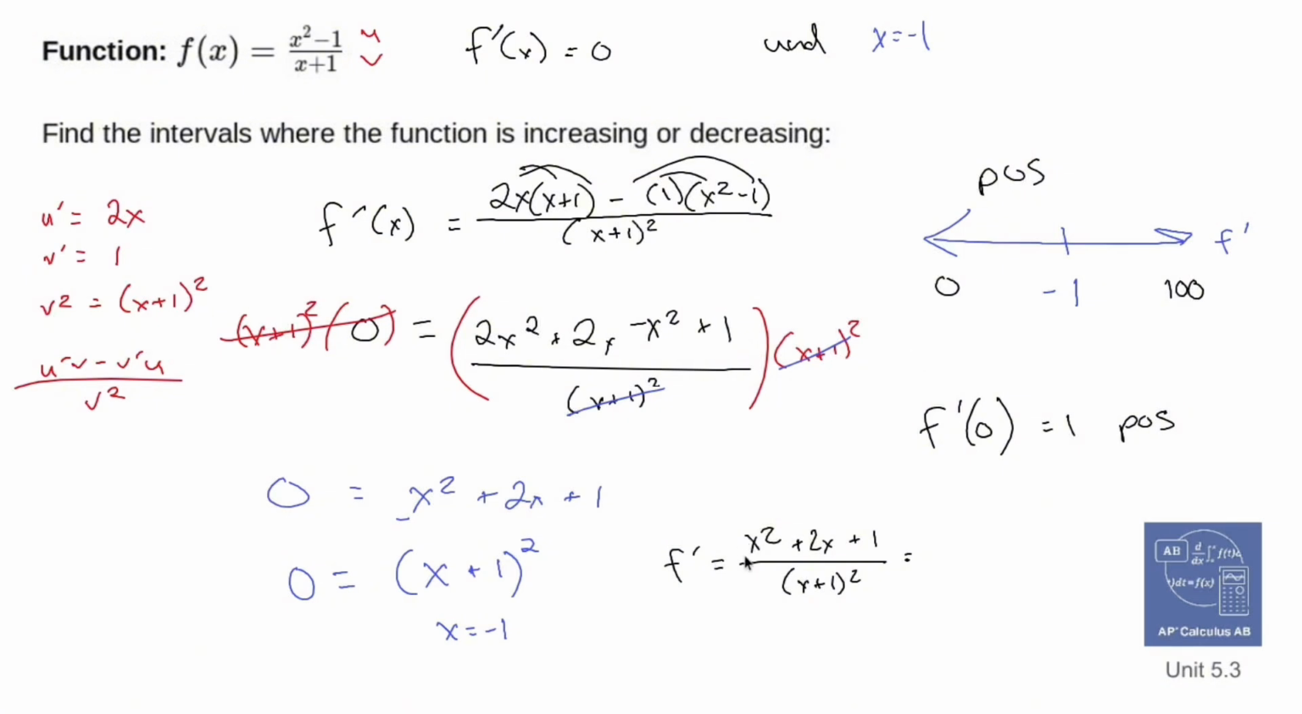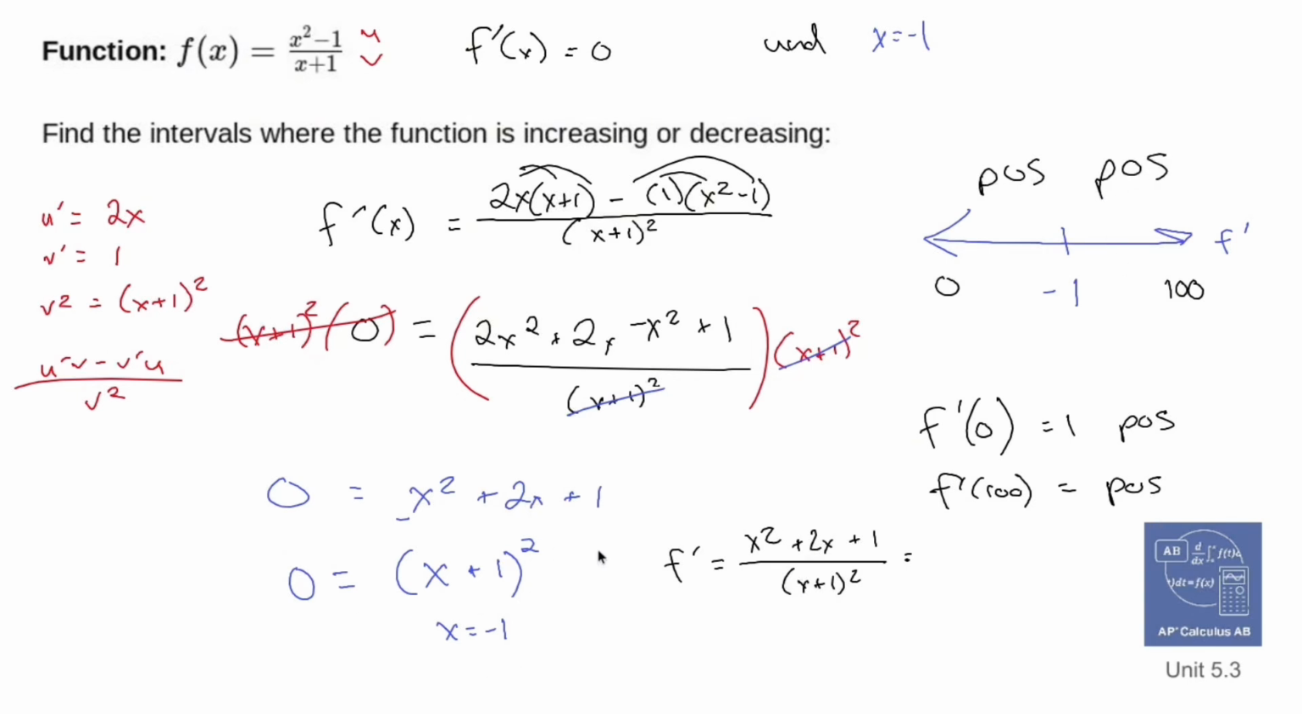Plugging in a huge number like 100 would be 100 squared, so a positive plus a big positive plus a positive all over a positive squared, which is a positive. So plugging in 100 also gives me a positive.